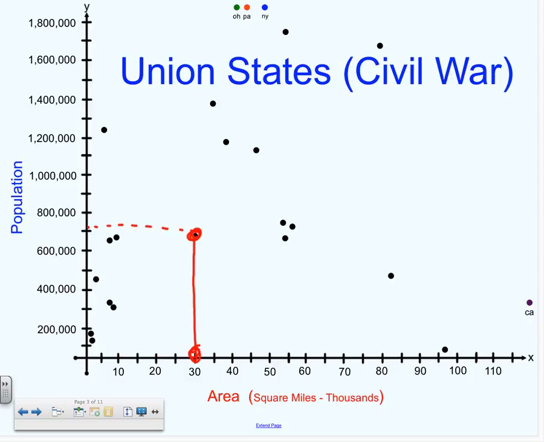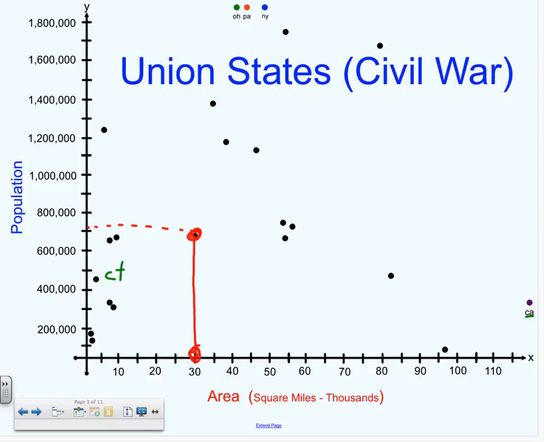Now, what's interesting is I thought I would see a pattern, but I really didn't. Here's what's interesting. This dot way out here represents California. This dot right here represents Connecticut. Now, for those of you who know anything about the size of the states, California is much larger than Connecticut, and yet in the Civil War times, Connecticut had more people in that state than California did. Maybe your teacher will be able to explain why that would be.